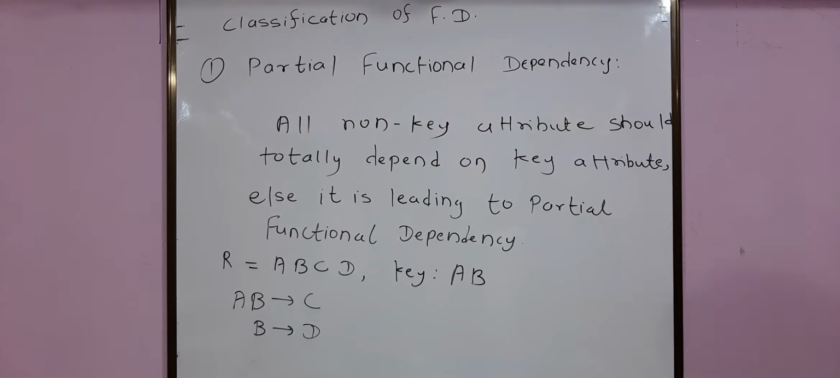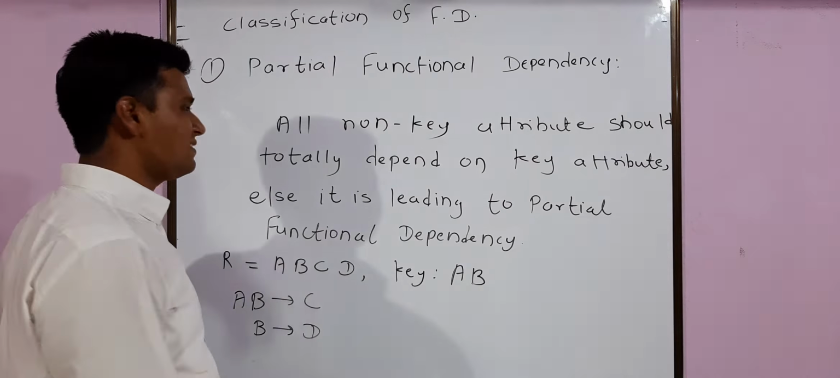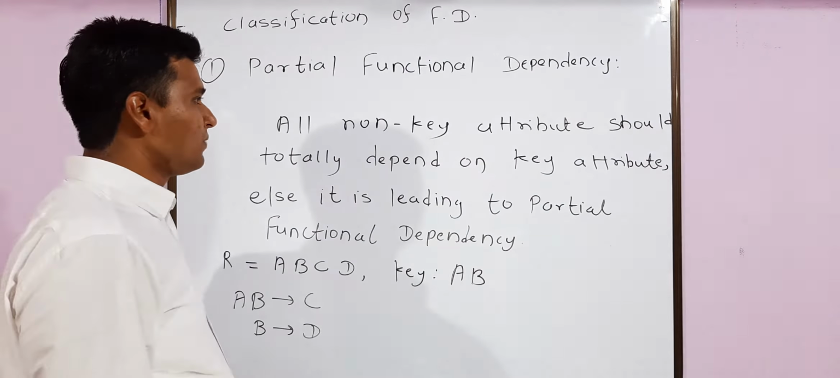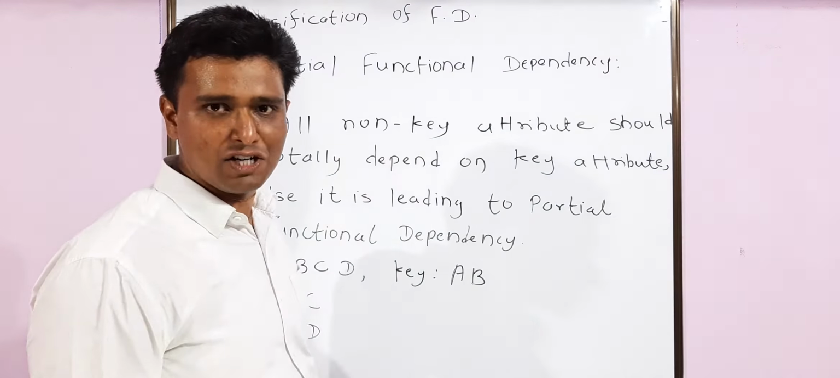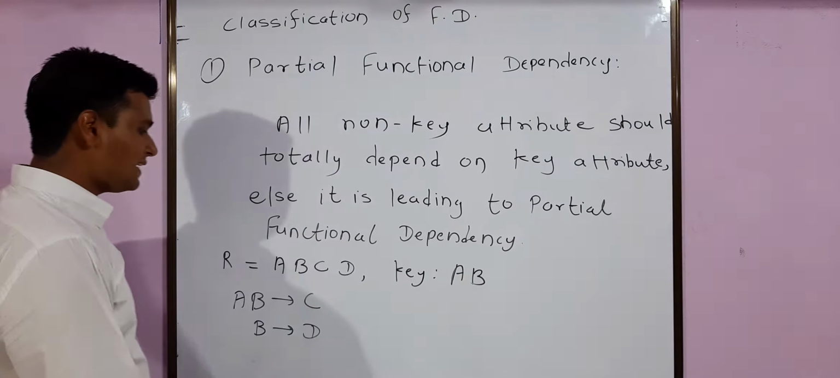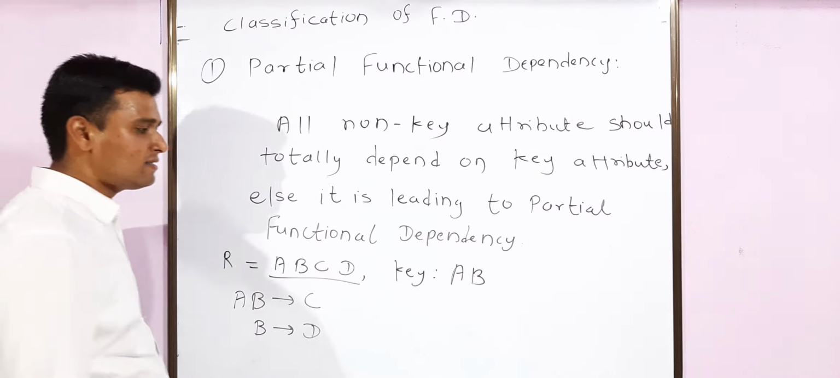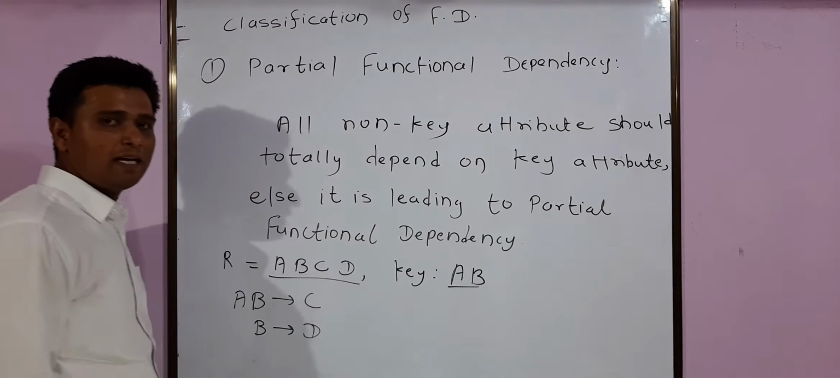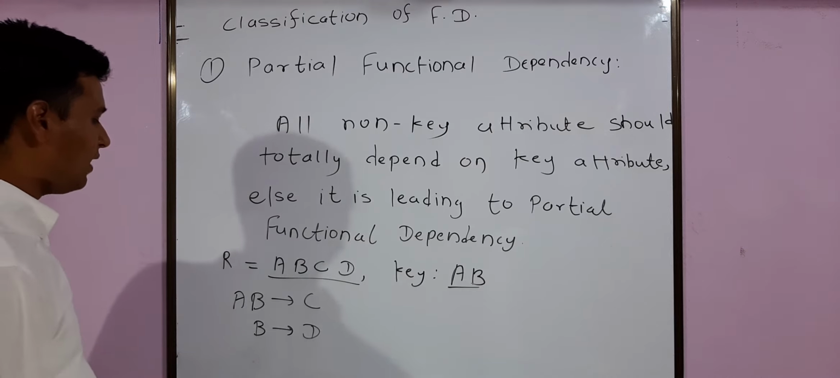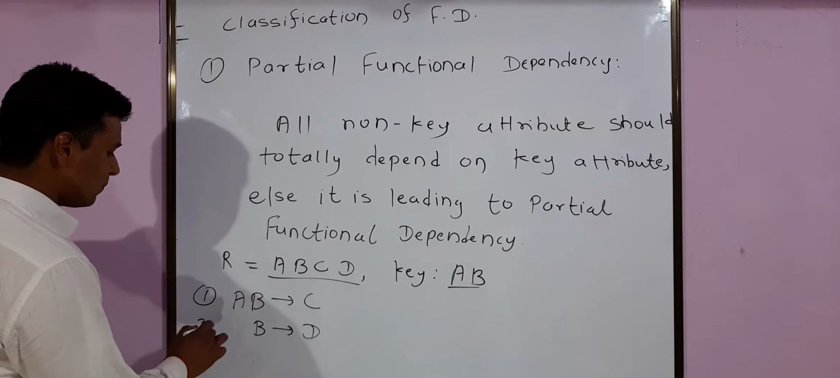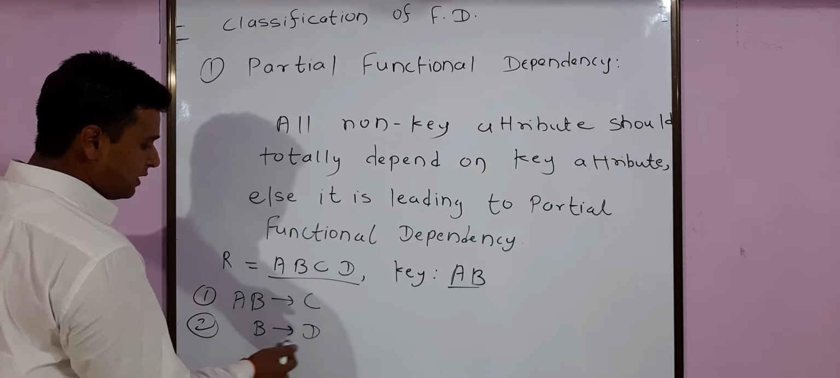Now we will continue learning partial functional dependency. Read the definition. The definition says that all non-key attributes should totally depend on the key attributes, else it is leading to partial functional dependency. Take this example: a relation having four attributes A, B, C, D, and the key given is AB. So AB is the primary key for the given relation. Now we have functional dependencies 1 and 2. The first functional dependency is AB determines C and the other is B determines D.